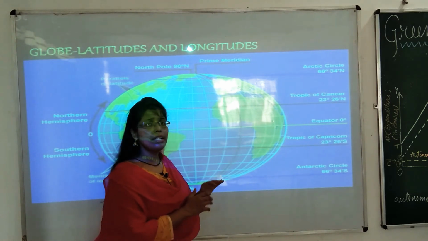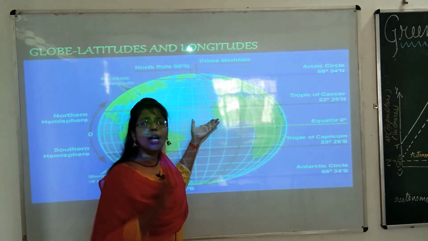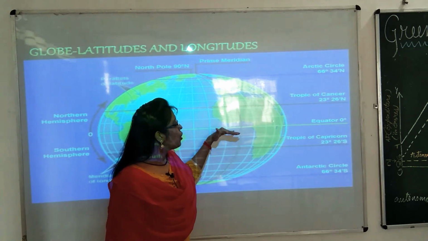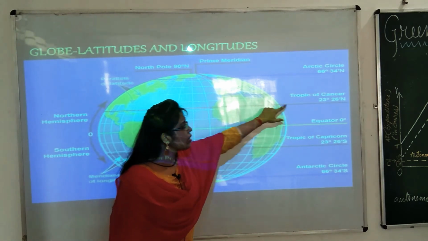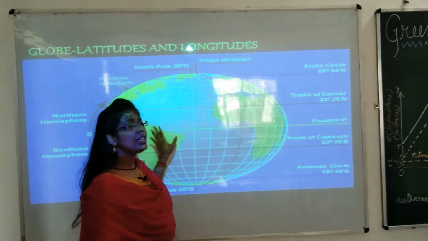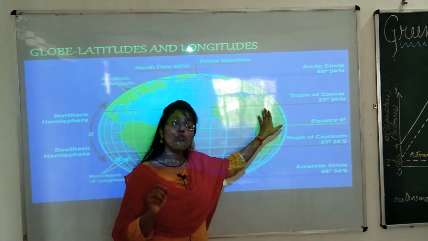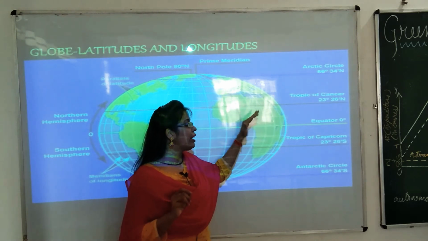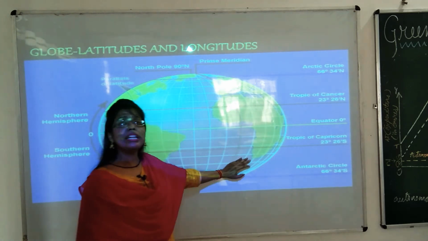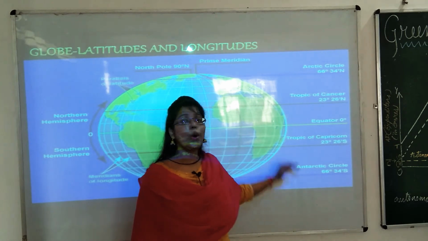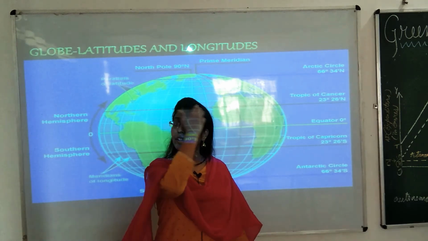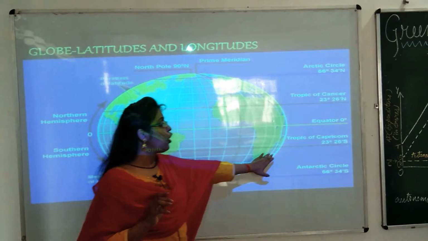Where is the Tropic of Cancer found? The Tropic of Cancer will be found in the northern hemisphere. Why? Because it lies above the equator and is marked as N, northern hemisphere. 23 degree 30 minute, or 23.5 degree north, is called the Tropic of Cancer. The same latitude 23.5 we will see in the southern hemisphere, and that is called the Tropic of Capricorn.